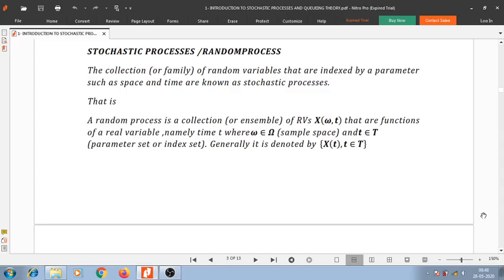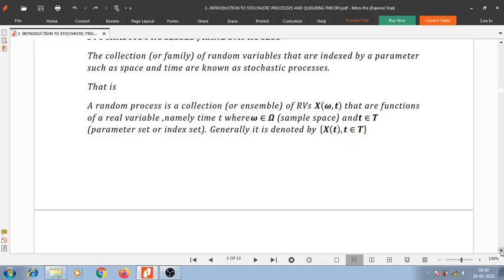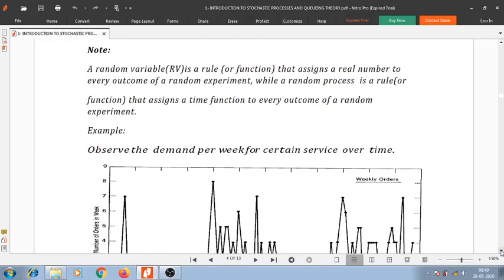So what is the basic difference between a random variable and a stochastic or random process? A random variable is a rule that assigns a real number to every outcome of the random experiment, while a random process is a rule that assigns a time function to every outcome of a random experiment. That's it. Okay.